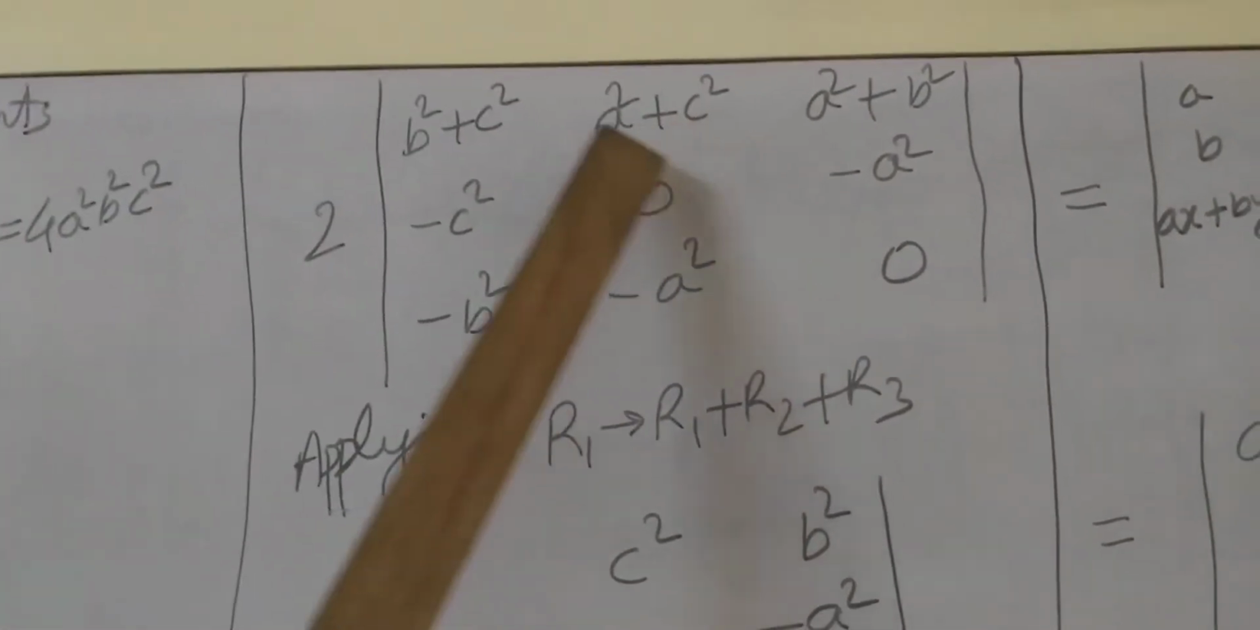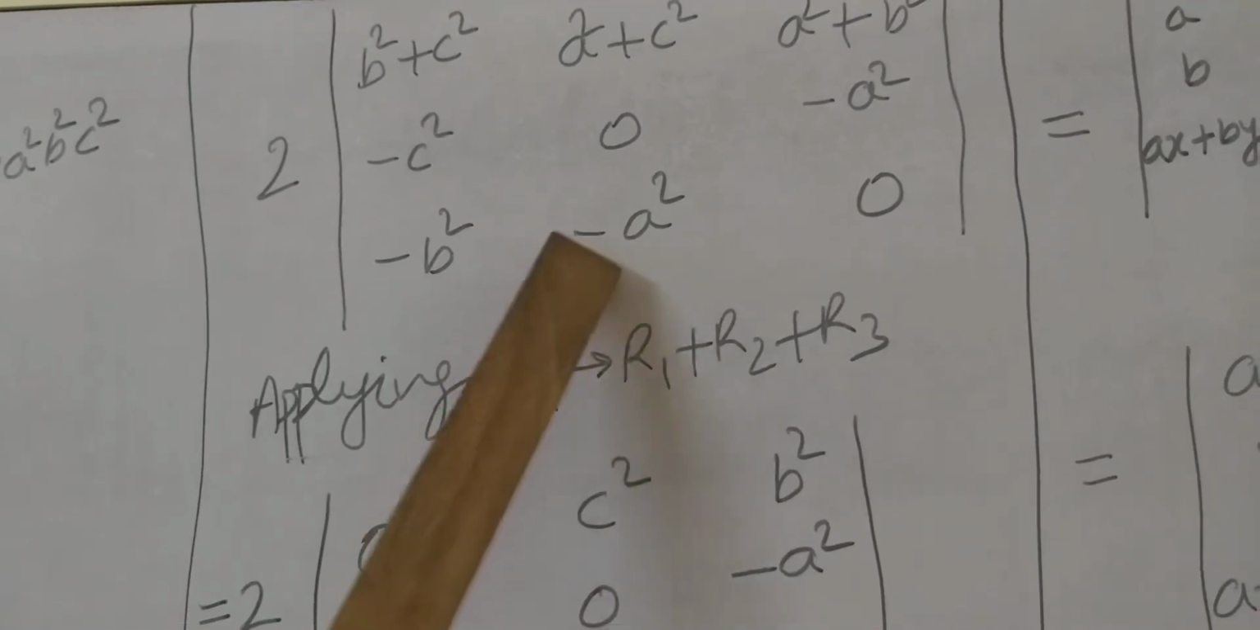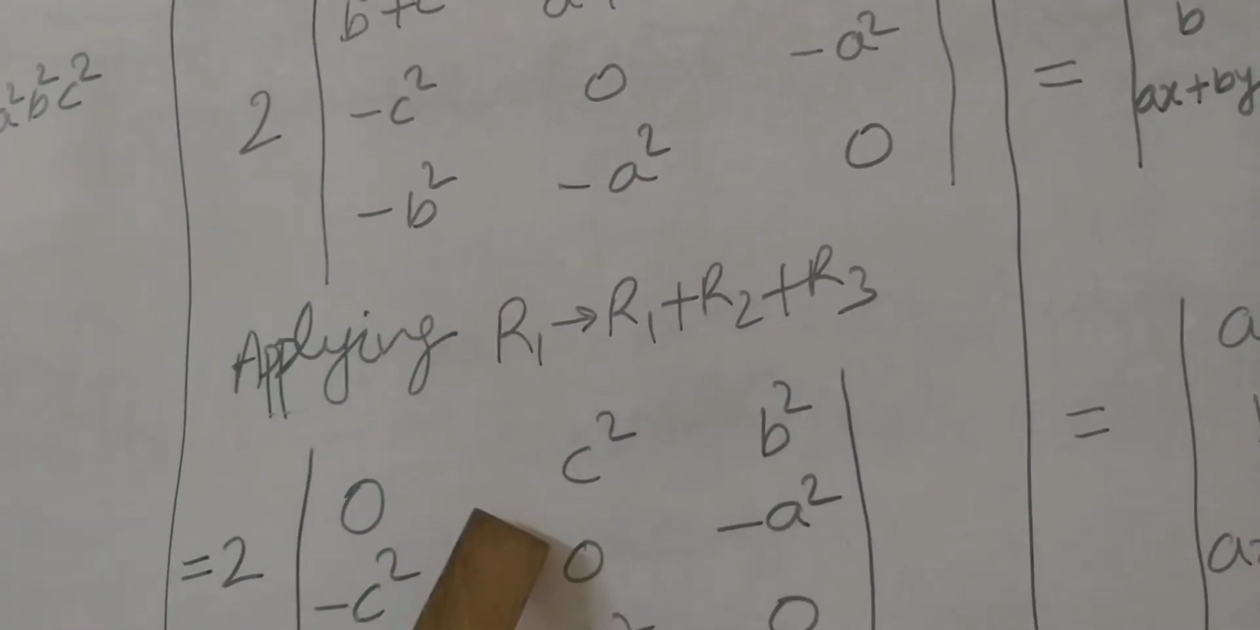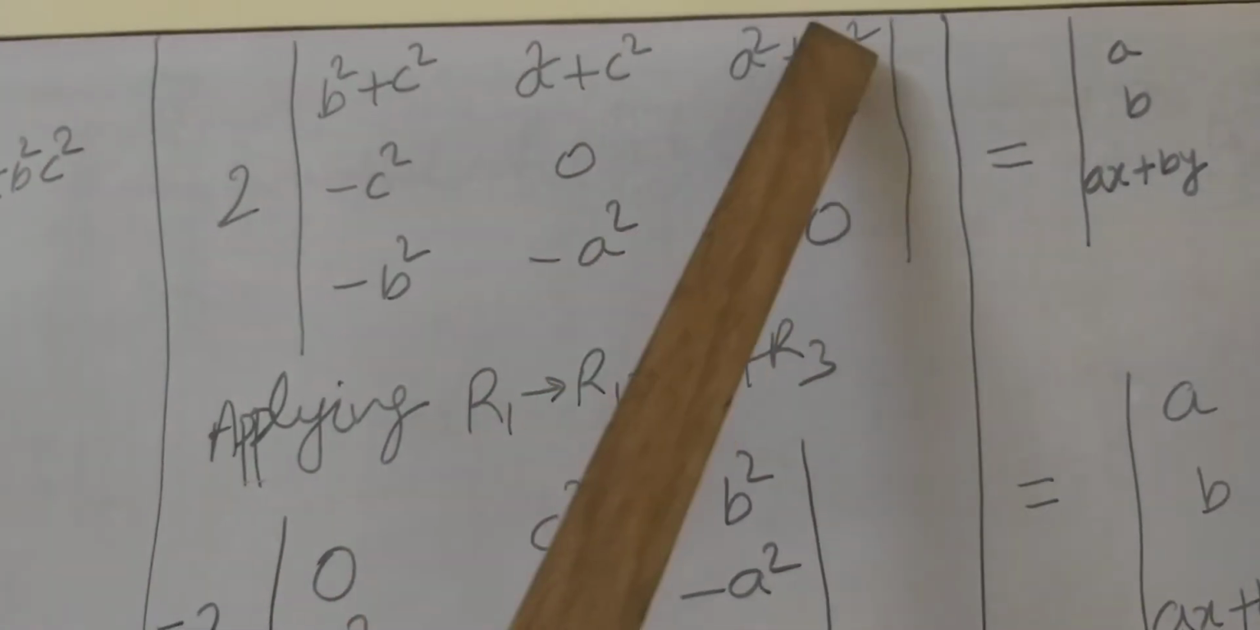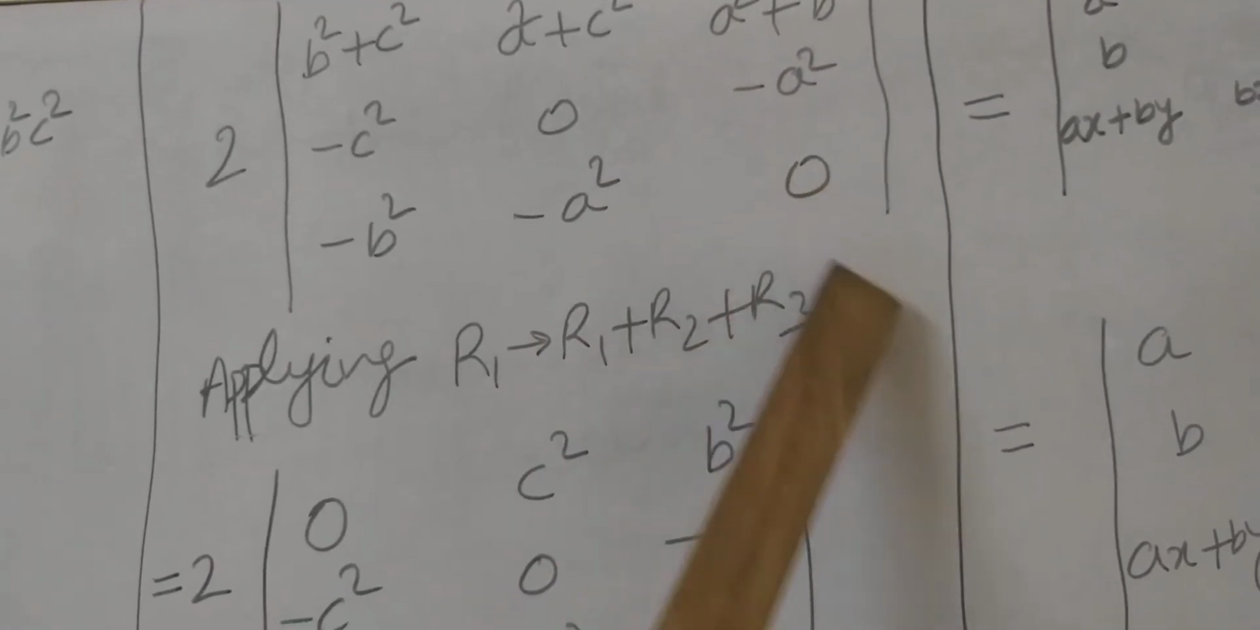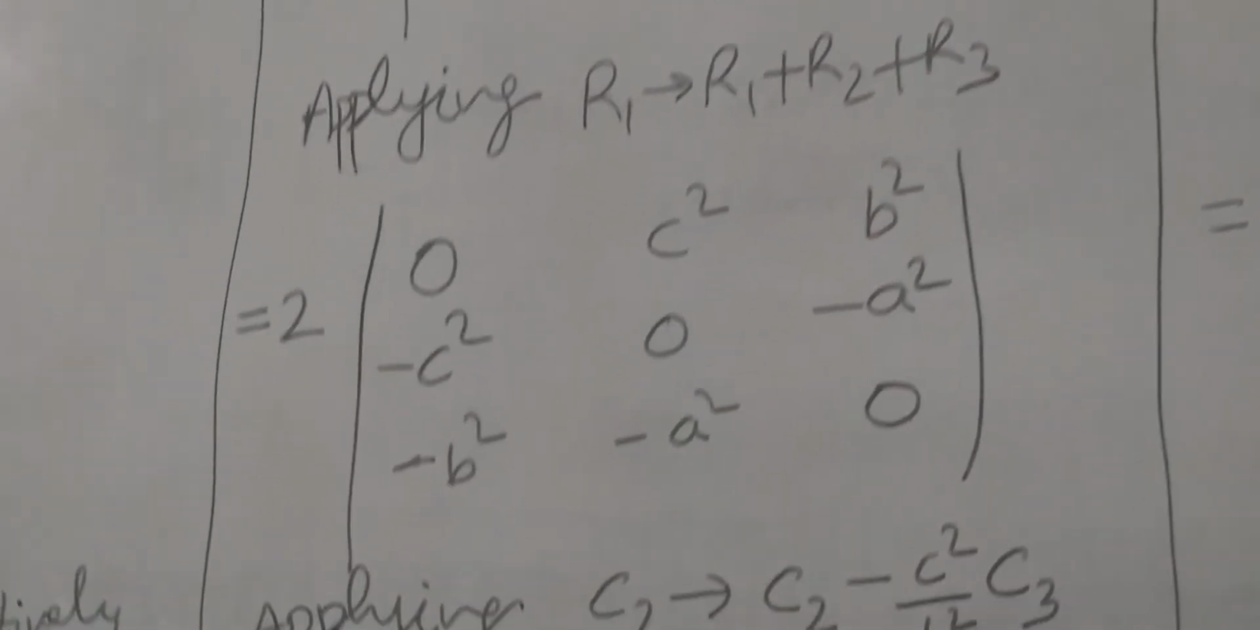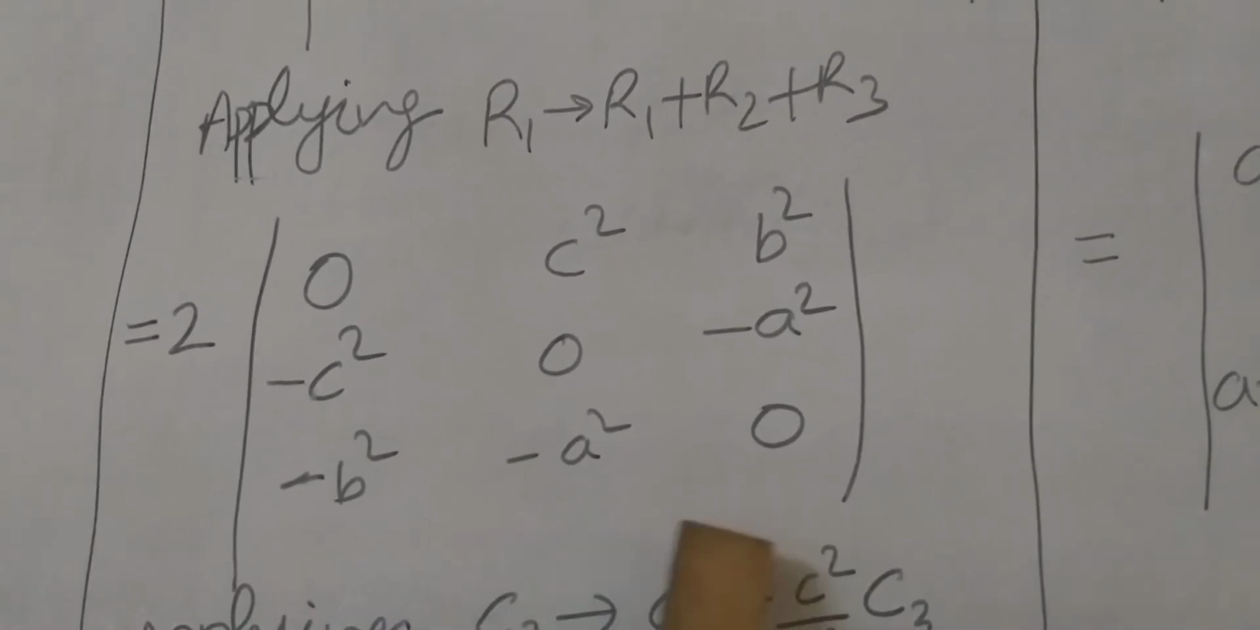A square plus C square plus 0 plus minus A square, what is left? C square only. A square plus B square minus A square plus 0, B square is left. R2 and R3 will remain as they are.